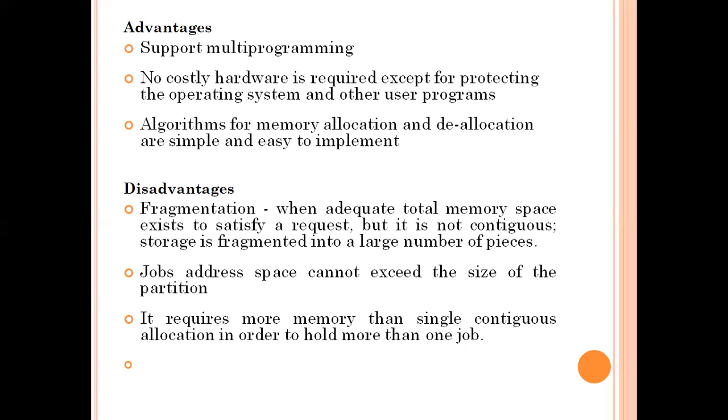And it requires more memory than single contiguous allocation, because here we need to have more than one job in the memory. Since we need to maintain more than one job in the memory, we need to maintain a table called the partition status table. So the partition status table itself takes some memory. The more jobs, the more entries in the partition status table. If you divide the memory into 3 partitions, the table has 3 rows: the first row is for partition 1, the second for partition 2, and the third for partition 3. Instead of 3 partitions, if you have 10 partitions and 10 jobs, the same table now has to have 10 rows. That itself takes some memory, so it requires more memory.